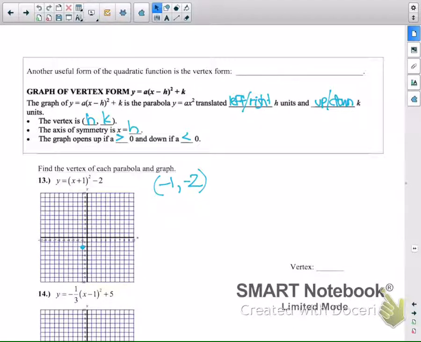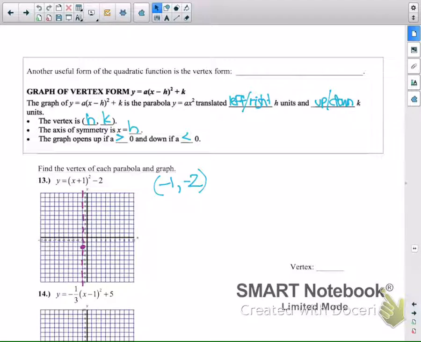If you want to draw, you can't hardly see that, can you? If you want to draw the axis of symmetry down the middle, you're welcome to do that. We draw that as a dotted vertical line. All that tells us is that our quadratic is the same on either side.